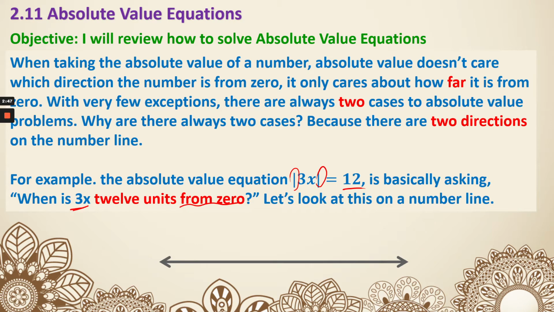Now let's look at that on the number line. I have a 0 here. Let's say that's my 12, and that's my -12. And it's saying 3x is 12 away, so 3x could be 12, and 3x could also be -12. So if you actually solve for each, that will give you x equals 4. That would give you x equals -4. So that's why we actually have 2 different cases, because on both directions, you could have something that is 12 units away from 0.